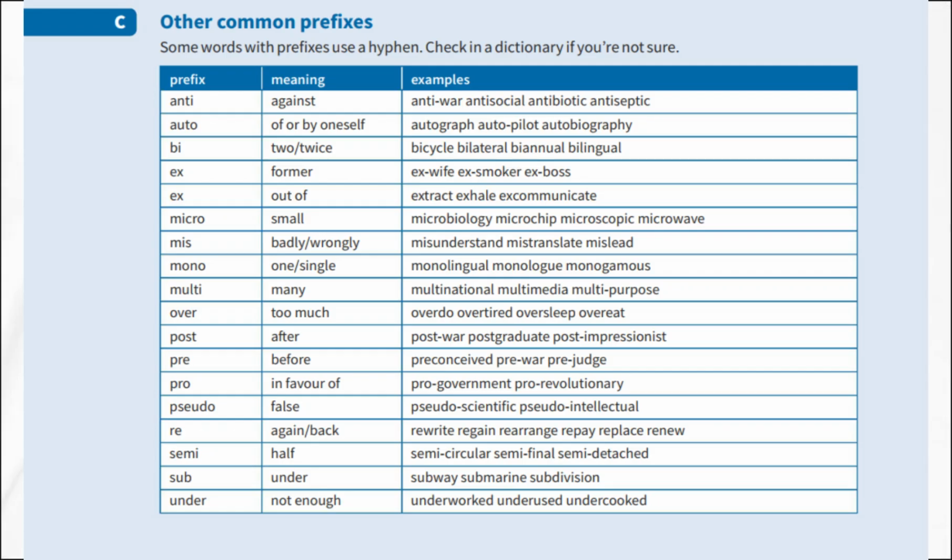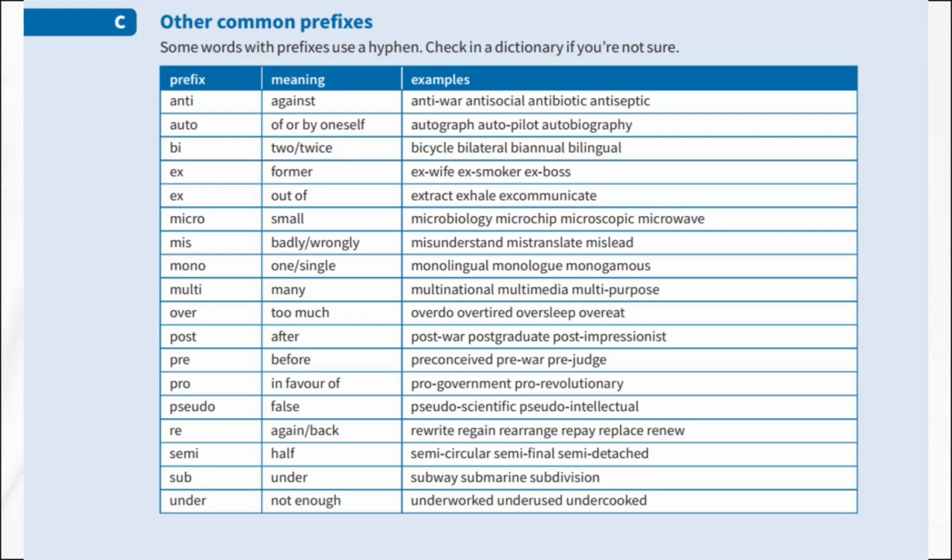Other common prefixes. Finally, let us look at other common prefixes, their meanings, and examples. Some words with prefixes use a hyphen. Check in a dictionary if you are not sure. Anti means against. For example, anti-war, antisocial, antibiotic, and antiseptic. Auto means of or by oneself. For example, autograph, autopilot, and autobiography. Bi means two or twice. For example, bicycle, bilateral, biannual, and bilingual.